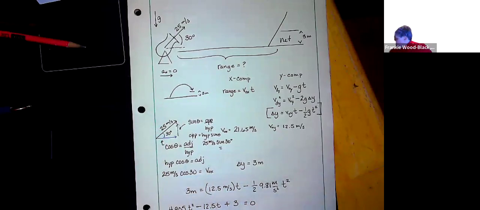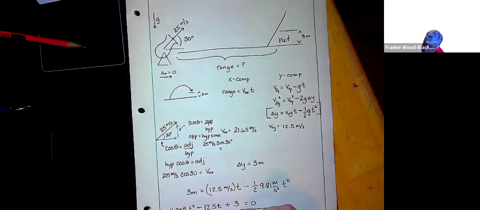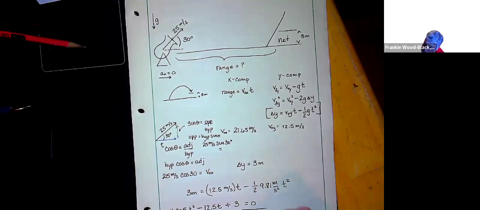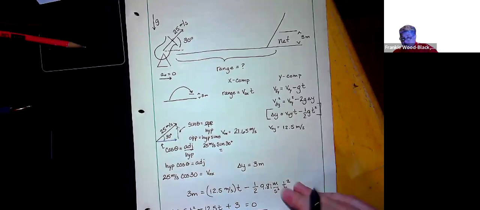And if I'm using my quadratic equation, it's minus b plus or minus the square root of b squared minus 4ac, all divided by 2a. This was making sure I had all my negatives and positives right because it's late in the day.